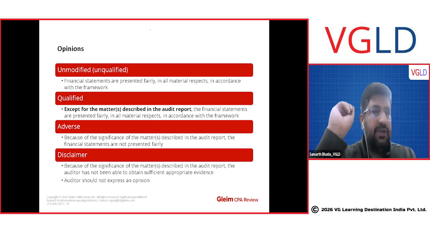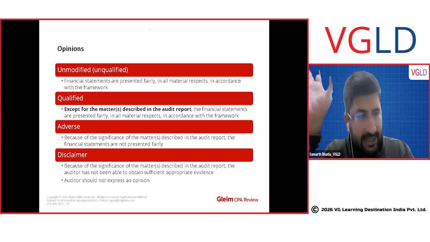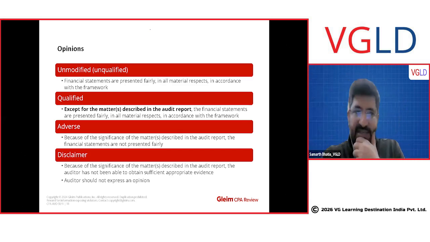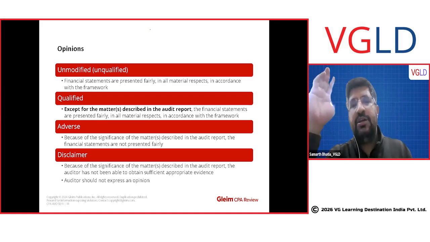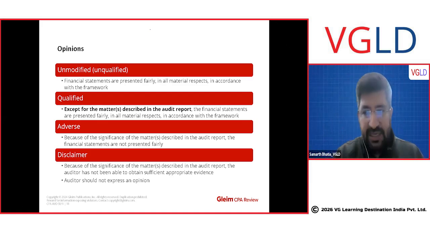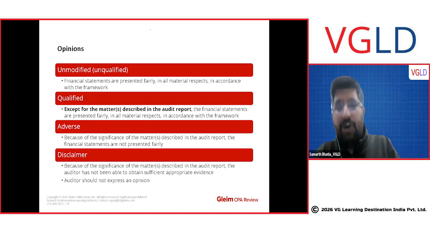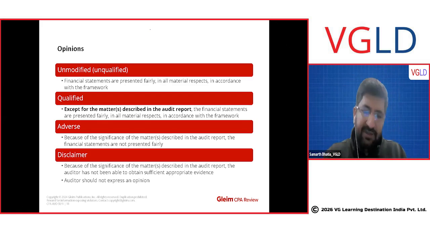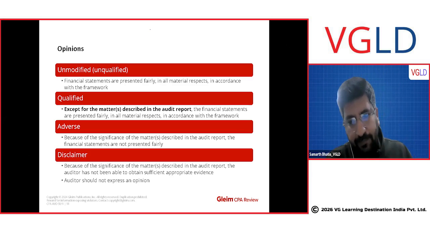First of all, unmodified opinion means everything is correct. Everything is prepared according to the framework. No material errors, no material financial misstatements. Nothing is wrong. Everything is appropriate. I'll give an unmodified opinion. Like the auditor verifies the inventory, revenue, expenses, and finds no material misstatement. Accounting policies are properly applied, disclosures are adequate. We give an unmodified opinion. Now the next is qualified opinion.